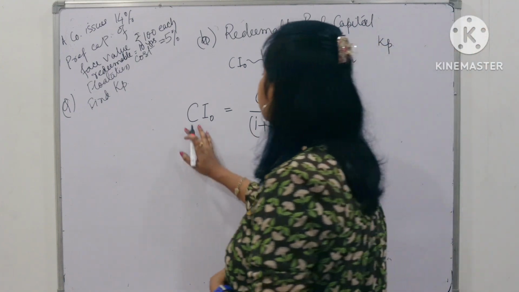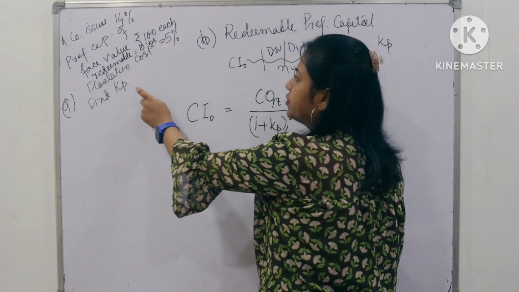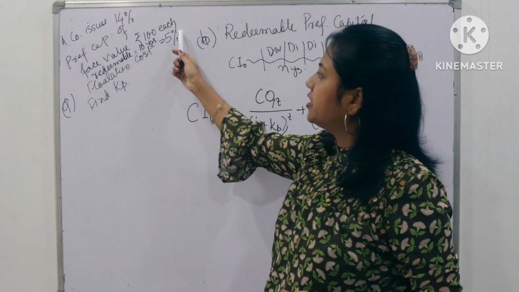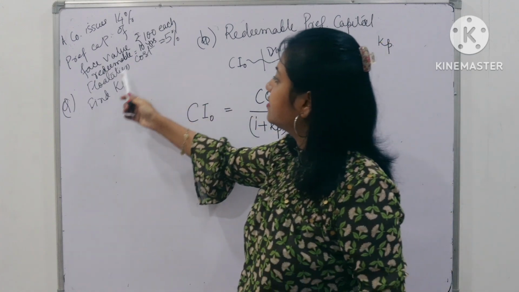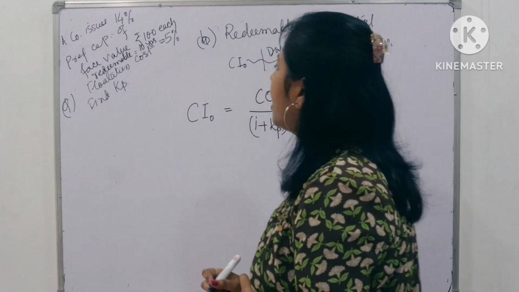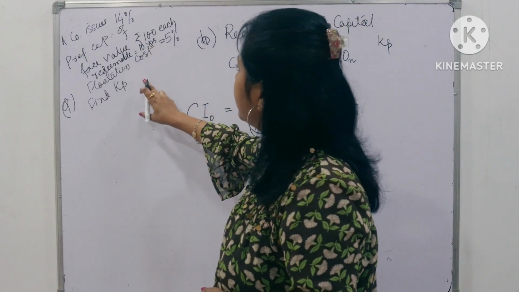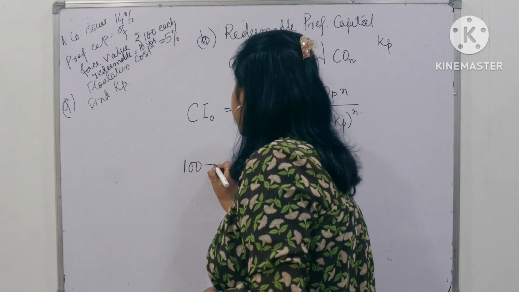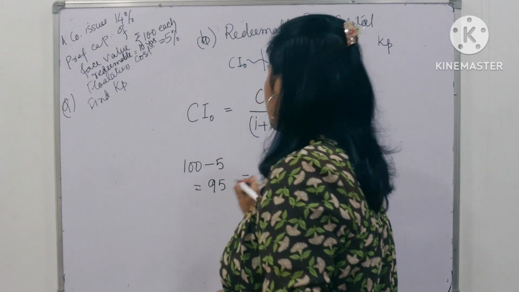So friends, let's see what the cash inflow is, that is, how much you received. Let's take help of this sum. A company issues 14% preference capital of face value rupees 100 each, redeemable after 10 years, meaning our capital will be redeemed after 10 years. Flotation cost is 5%. Find Kp. What is our inflow here? Our inflow is how much we have issued. The face value of the share is 100, and there is a flotation cost of 5%. So 100 minus 5, that is 95, is our cash inflow.